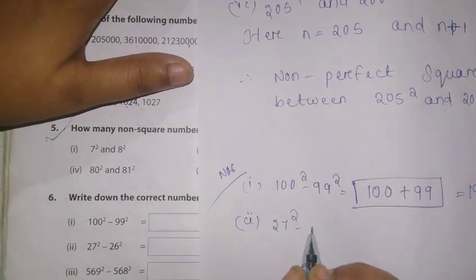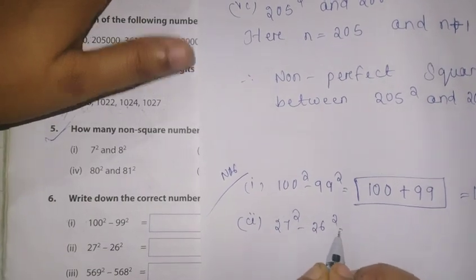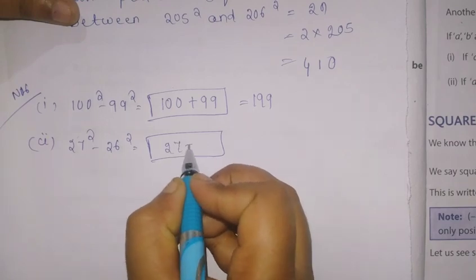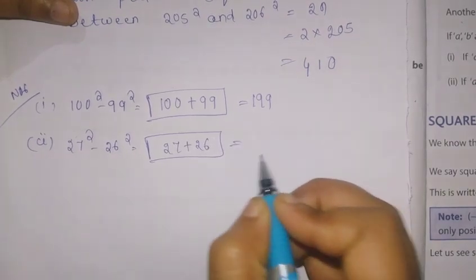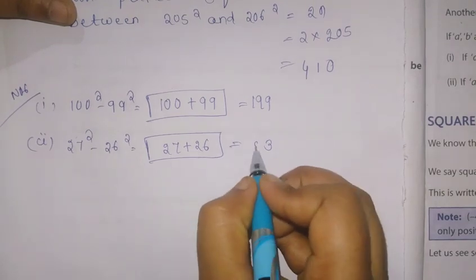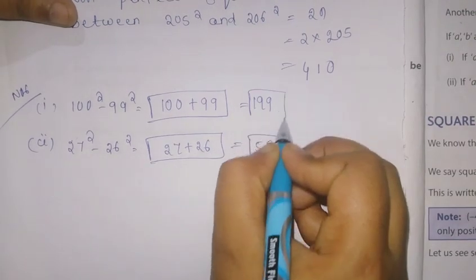27 square minus 26 square. 27 plus 26 equals: 7 plus 6 is 13, write 3, carry 1; 2 plus 2 is 4, plus 1 is 5. So 53.